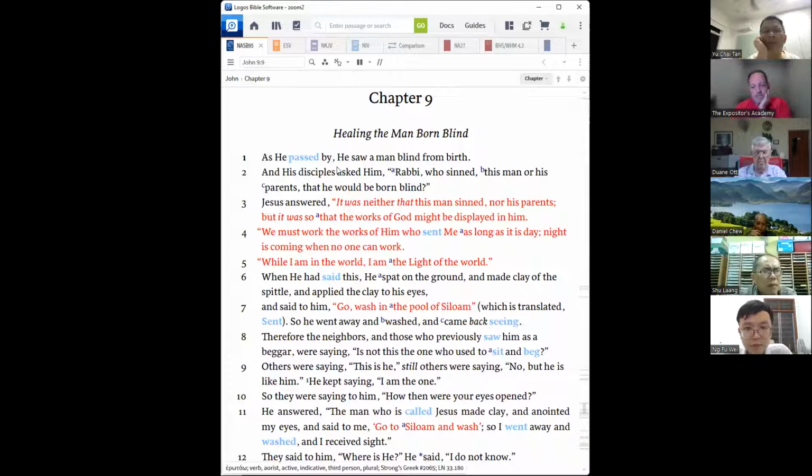Okay, so where are the narrator comments here? Anybody? We look at verse 7. Yes. Okay, what does the narrator say there? So the pool's name, Siloam, means or is translated as sent.